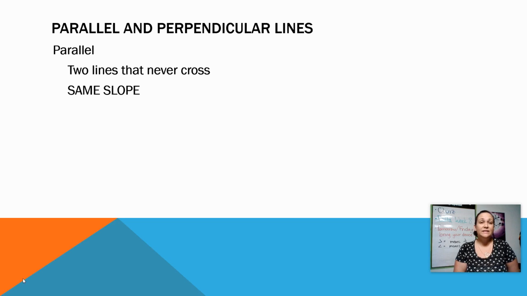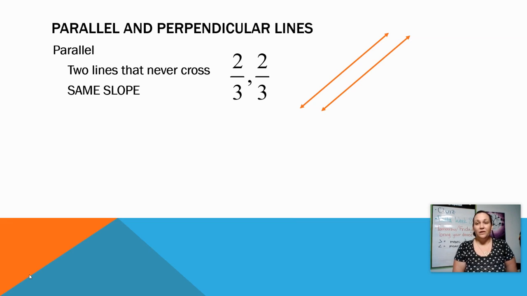Same signs, same numbers. Everything is the same. So if one line has a slope of 2 over 3, and a second line also has a slope of 2 over 3, we would say those lines are parallel. Here is an example of what parallel lines look like. For the purposes of today's lesson, we will be focusing on the slope, but tomorrow we'll focus on the graph. So it's good to know both.